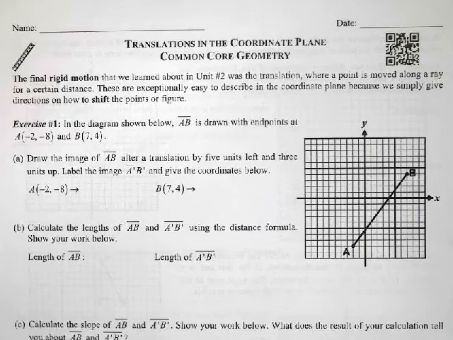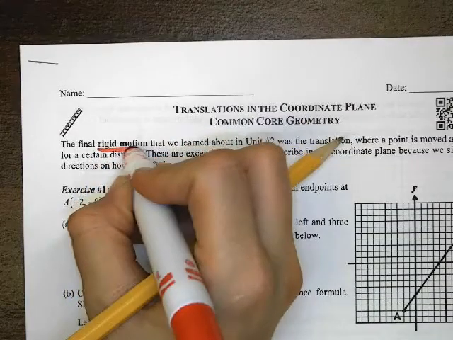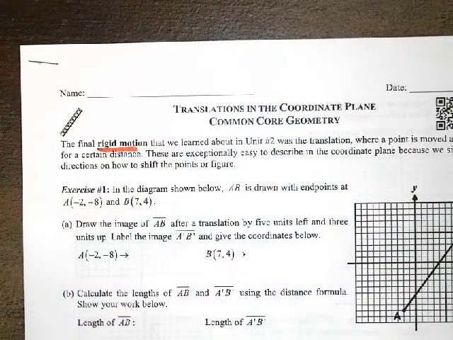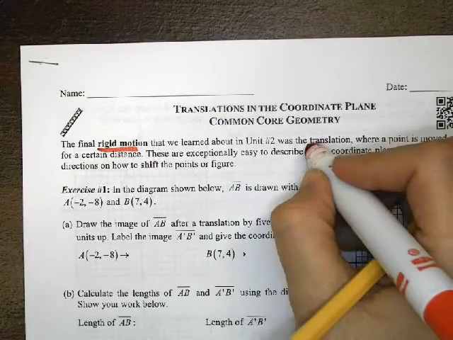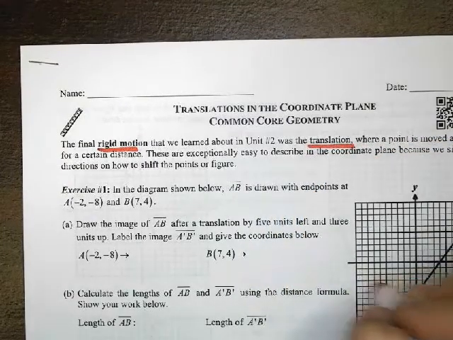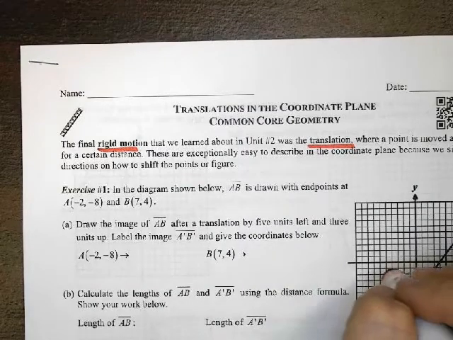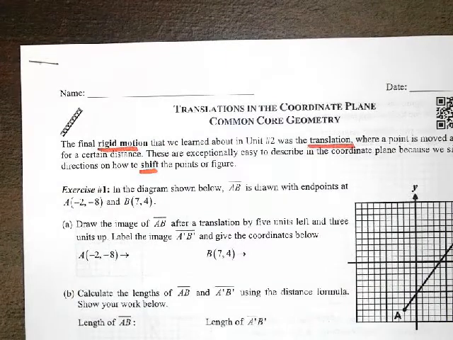Translations in the coordinate plane. And we're looking at a rigid motion, which was one of the last things that we learned about in our Unit 2, and that was the idea of the translation. To describe it, it's simply described as a shift in the coordinate plane.